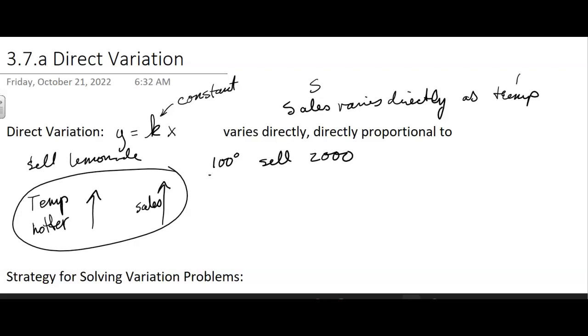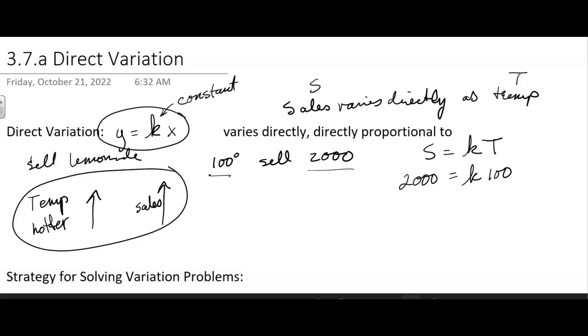Okay, so if S is sales and T is temperature, then our relationship is S equals K times T. We don't know what the constant is, but there's some constant in there. Now this is linear, right? Like you could graph that. Anyway, we're saying this is the relationship. And then we have this example that when the temperature is 100, we sell 2,000 cups of lemonade. Okay, we can put that in then. 2,000 would be the S, and the 100 would be the temperature. Now that's an equation we can solve. You just divide by 100. And so you get your constant to be 20.